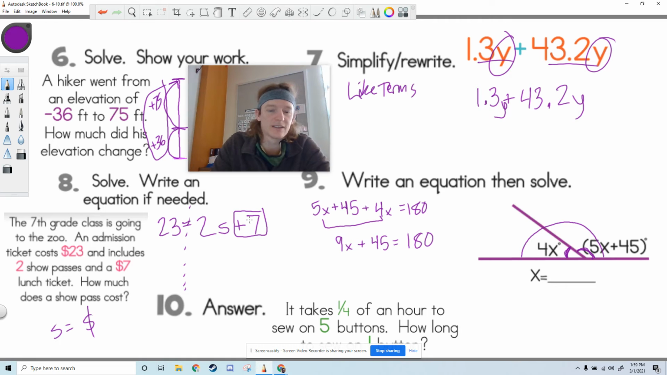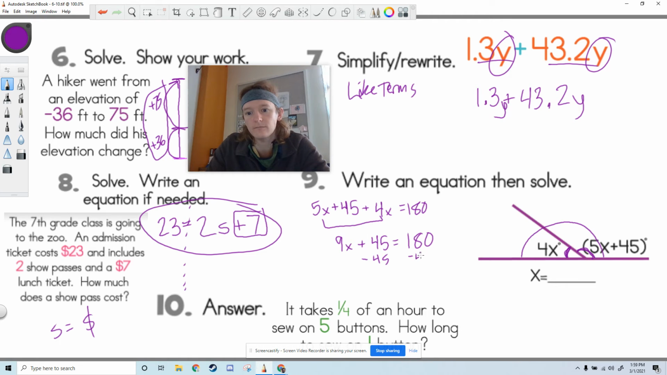And now this one looks like number 8. We've got a 2-step algebra problem. Subtract 45 from both sides. Cross off your 45s. You're going to get 9x equals something. You have one final step to divide both sides by 9 because this is multiplication. We need to do the inverse of multiplication.